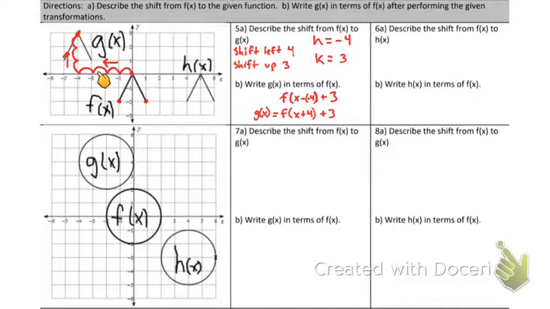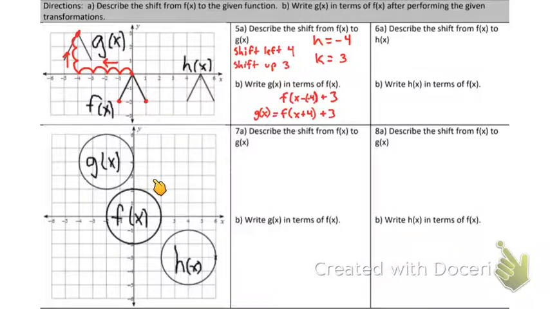Now this point to this point, back 4. 1, 2, 3, 4, up 3. 1, 2, 3. Okay. I'll let you go ahead and try 6A. Let's go ahead. I'll do 7A, 7B.